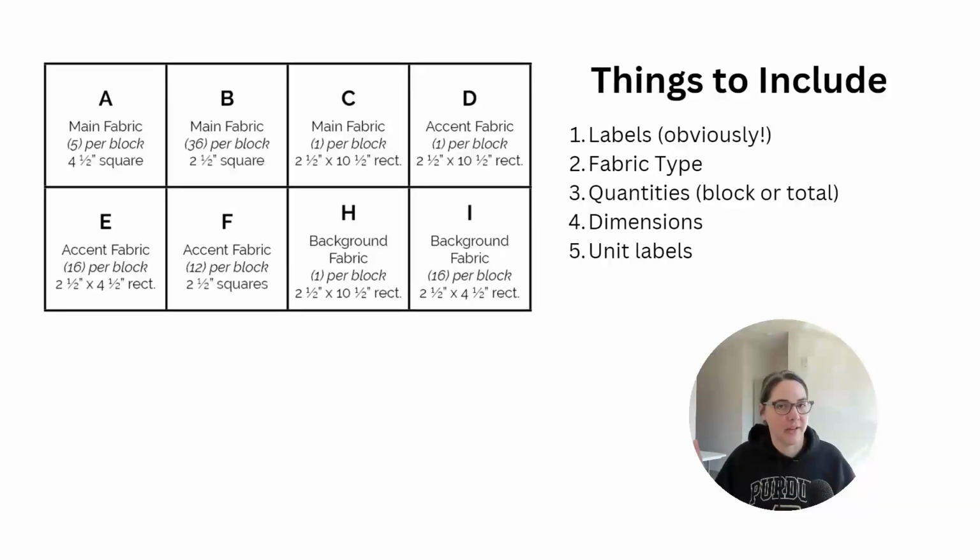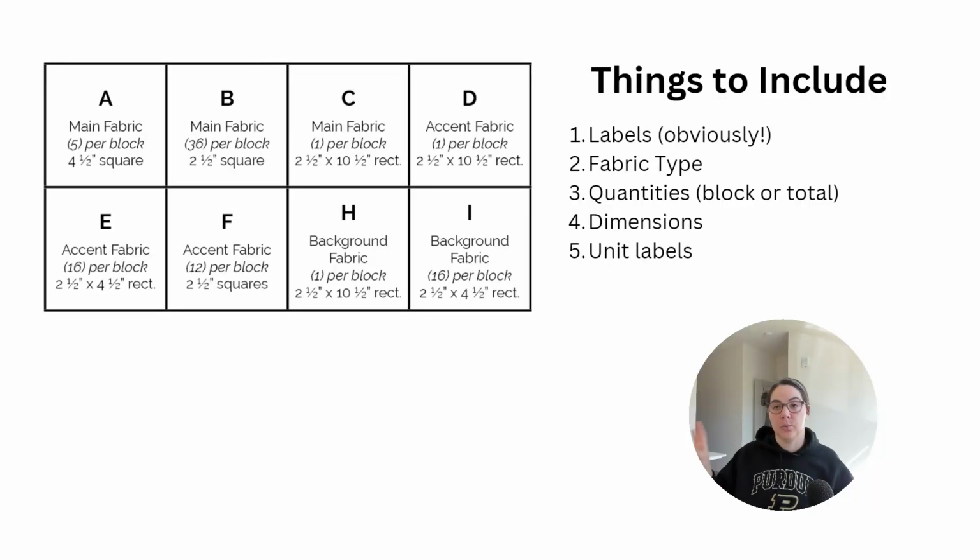Unit labels are the final thing that you might want to include. So if you have a bunch of subunits in your pattern and you're labeling those intermediate units with something unique, just to refer back to later and make life easier, that's a great way to simplify the pattern. But if you're making a bunch of those intermediate units, especially if you're making them in a bunch of different colorways, unit labels can be really helpful.